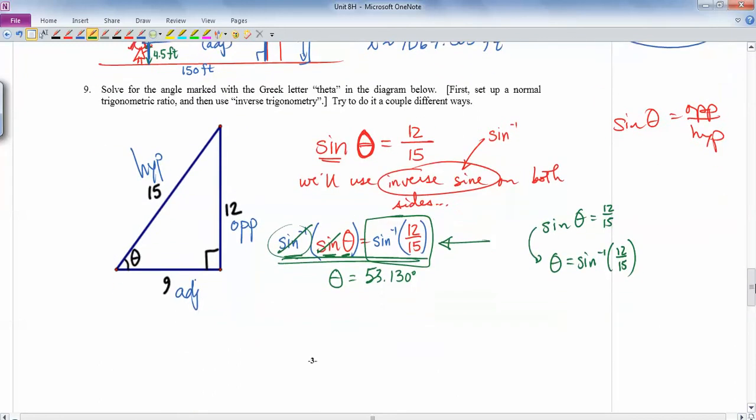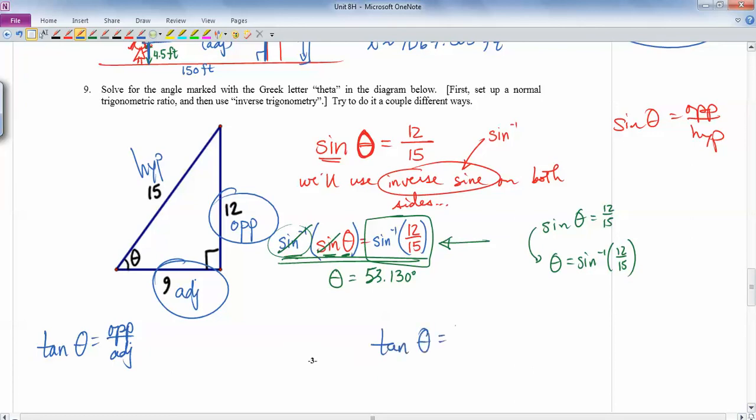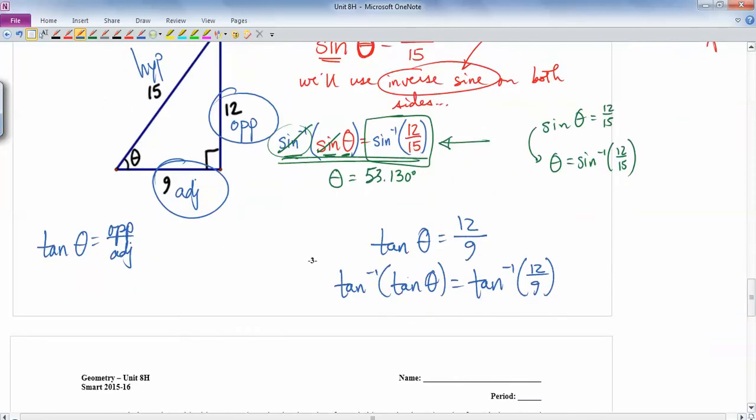Okay, let's do this one other way. Let's say instead of sine, I want to use adjacent and opposite. So the one that uses the adjacent and the opposite is tan. So tan theta is opposite over adjacent. So if I write this out, tan theta equals the opposite side over the adjacent side, then what I want to do to get rid of the tan is do tan inverse. So I'm going to do tan inverse of tan of theta equals tan inverse of 12 over 9. So then these guys go away, and I'm left with theta equals tan inverse of 12 over 9.